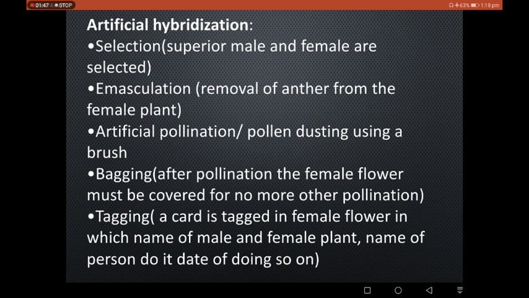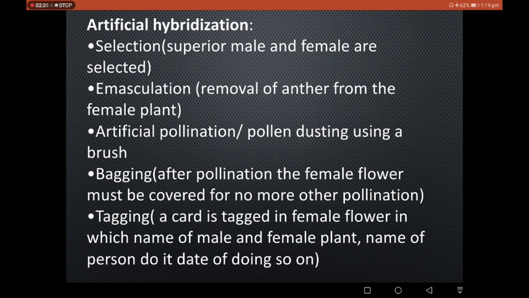Then comes artificial pollination, or pollen dusting using a brush. From the male plant or male flower, collect the pollen using a brush. Then transfer it to the emasculated flower, that means the female flower's stigma. Then we must cover this female flower with a bag, and that process is known as bagging, because there is a chance of pollination from other sources also. That is why we cover this female plant. That process is called bagging.